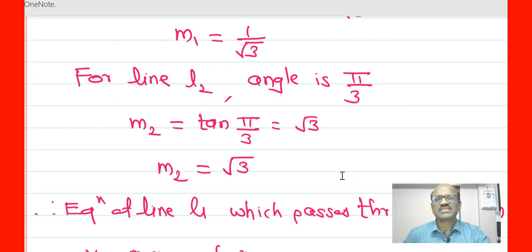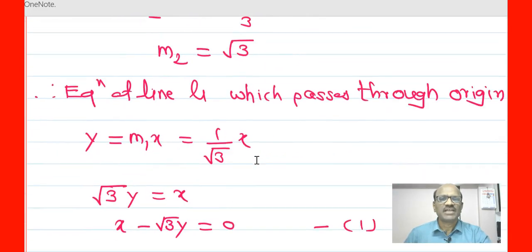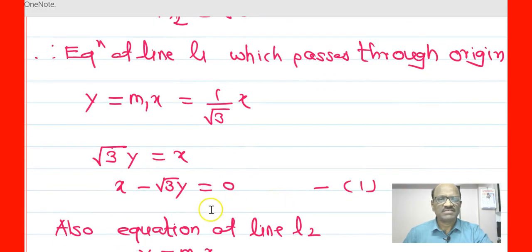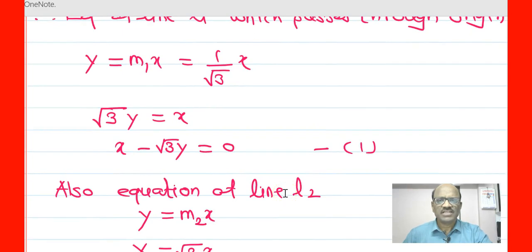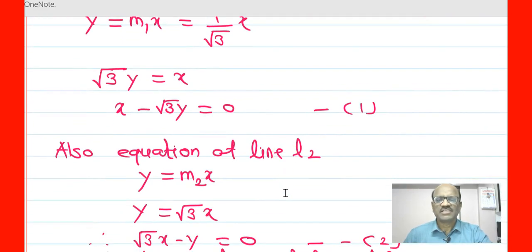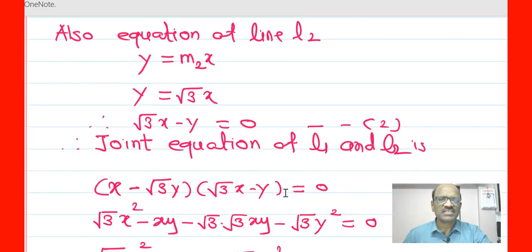Now these lines pass through the origin. Therefore their equation is y equals mx, and hence replace the values of M1 and M2, and you will get the equation of the line y equals 1 upon root 3 x. Therefore root 3 y is equal to x. Therefore its equation is x minus root 3 y equals 0. Also the equation of the line L2 is y equals m2 x, that is root 3 x, and the equation is root 3 x minus y equals 0.